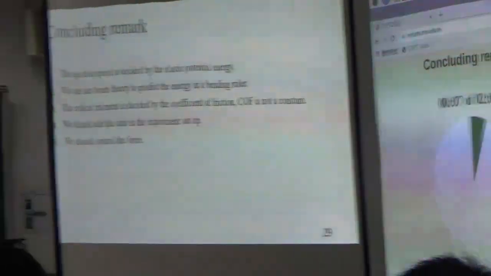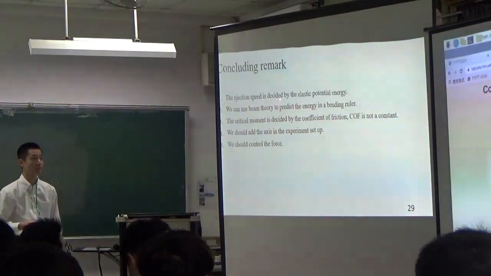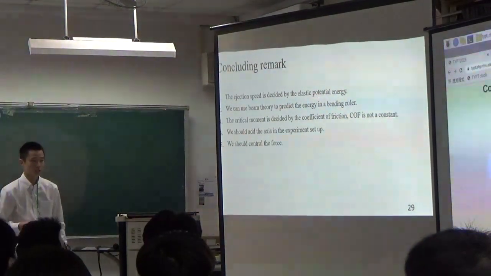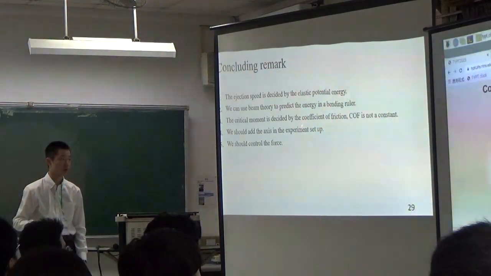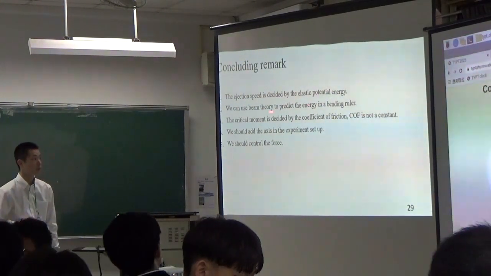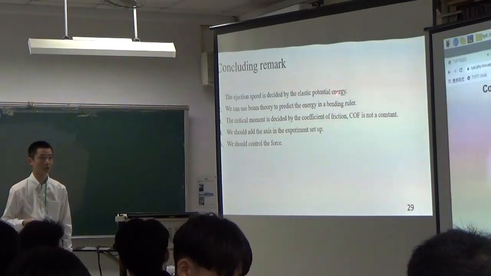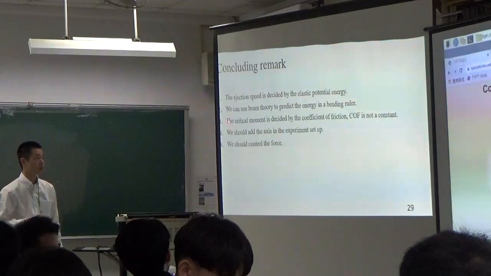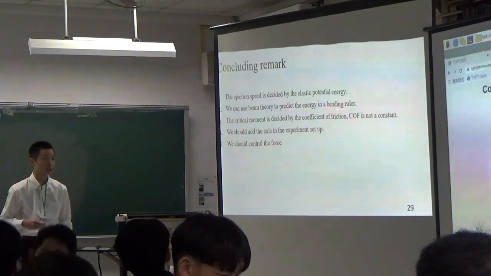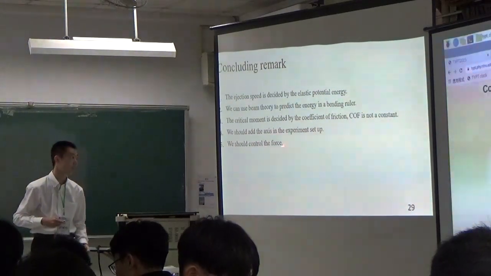So the concluding remark. The first is the ejection speed is decided by the elastic potential energy of the ruler, because the kinetic energy of the ball is from the elastic potential energy of the ruler. And then we can use Euler-Bernoulli beam theory to predict the energy in a bending ruler. And then the critical moment is decided by the coefficient of friction, but the coefficient of friction is not a constant when the normal force changes.